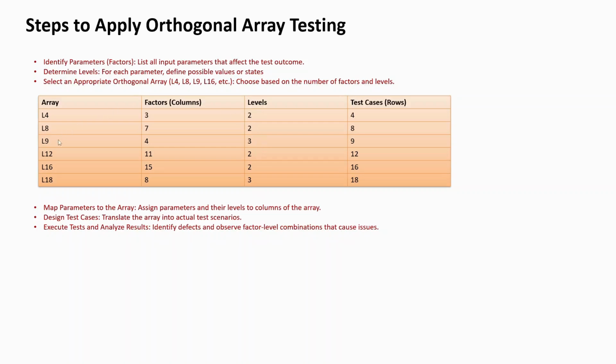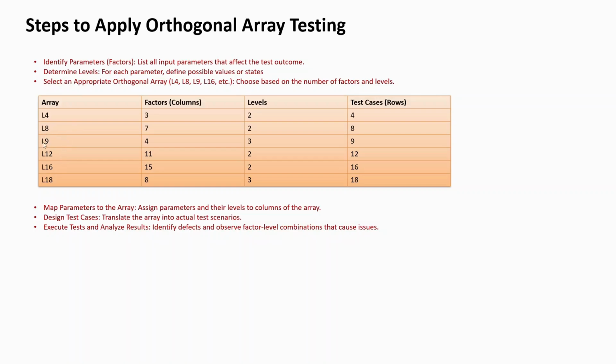So in our case, we will have to select L9 as an orthogonal array for deriving the test cases. You can also get this on the internet. You can search for the orthogonal array for a specified number of factors and levels. Once you have that, you will have to take the template of these arrays.